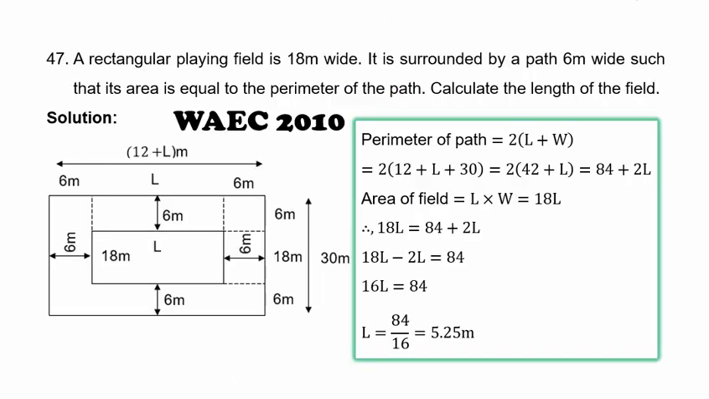Example 47. A rectangular playing field is 18 meters wide. It is surrounded by a path 6 meters wide, such that its area is equal to the perimeter of the path. Calculate the length of the field. Solution.